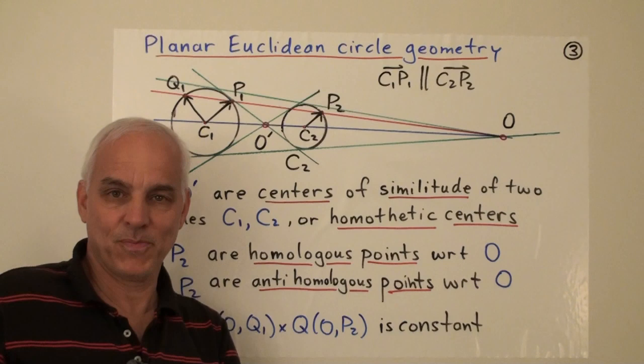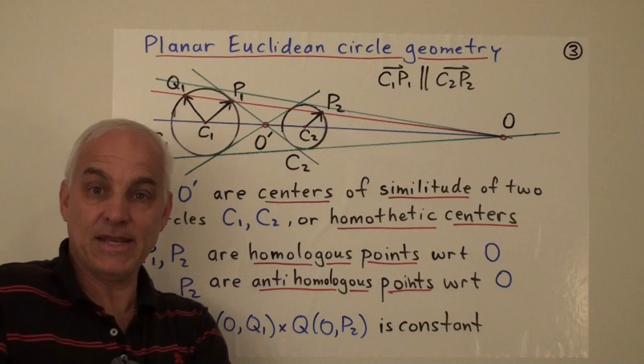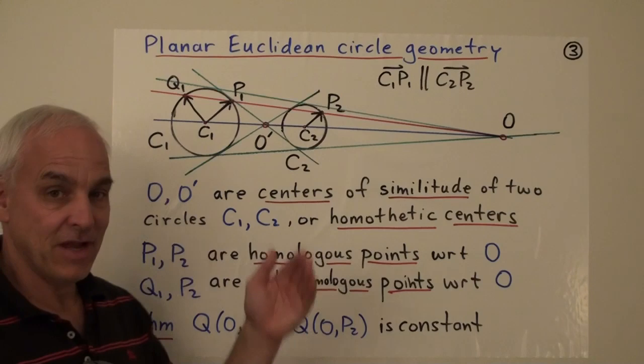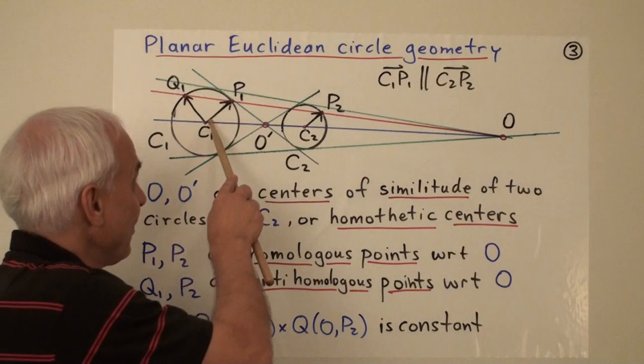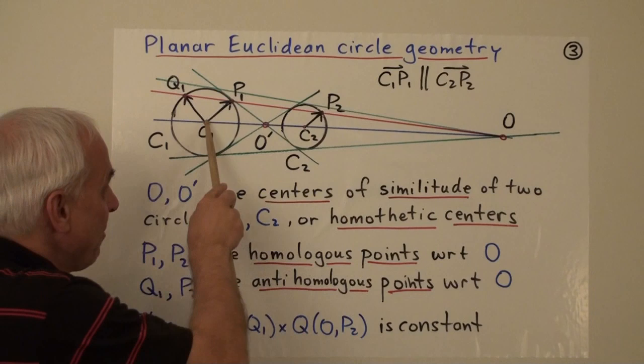So the similarity would take this point to this point. So it's a kind of a dilation by, say, negative two-thirds or something like that in this case. And that kind of dilation is still going to preserve the directions of lines, but it's going to negate this direction here. So parallel lines are still sent to parallel lines, but this vector here is going to be sent to a vector like that.